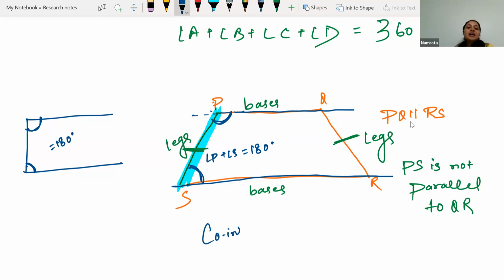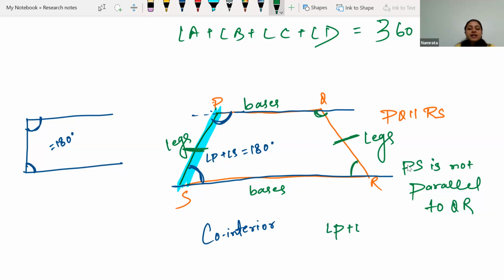The sum of interior angles on the same side has to be 180, or some people call it co-interior angles also. Whether you say sum of interior angles on the same side or co-interior angles, it's the same thing. That's why angle P plus angle S will be 180 degrees. Is it clear to everyone? Yes, ma'am. Similarly, here angle Q and angle R, the sum will also be 180 degrees.